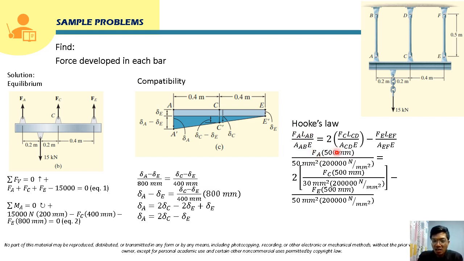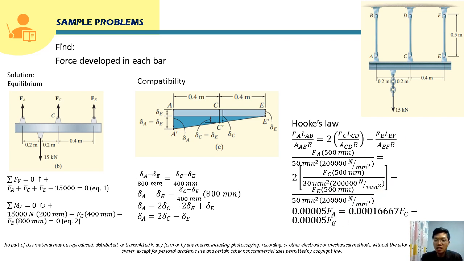So FA times 500 millimeters, that is the length, over the area, that is given, and then the modulus of elasticity, equal to 2 times FC, that is unknown, times 500 over 30 millimeters squared times 200,000 megapascal, for the modulus of elasticity, minus FE, this is unknown, times the length of EF, that is 500 millimeter, over the area, 50 millimeter squared, times the modulus of elasticity.